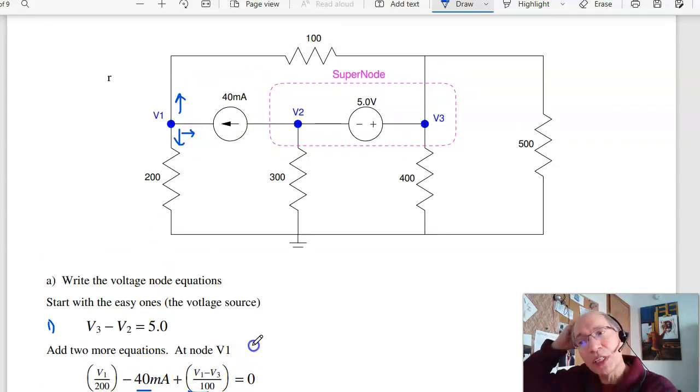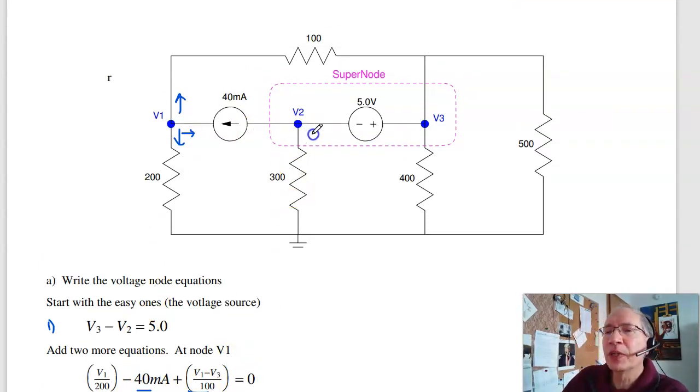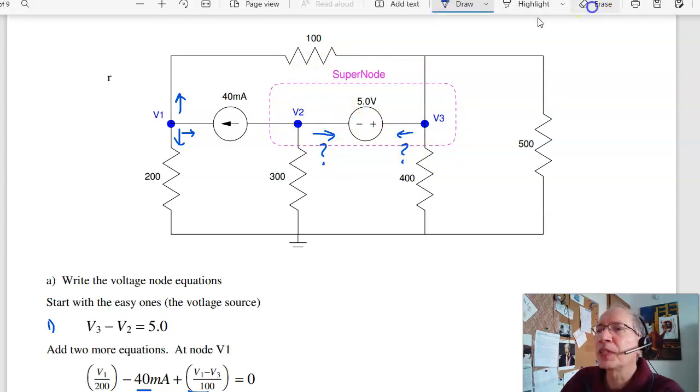Now I'm stuck. I can't write the node equation for V2 because I have no idea what this current is. I can't write the node equation for V3 because I have no idea what that current is. That's when you get a supernode. It's a closed path where I know the current coming out of that node. Here's one option. There's other options as well. But if I choose that as my supernode, then the total current coming out of that node has got to be 0.